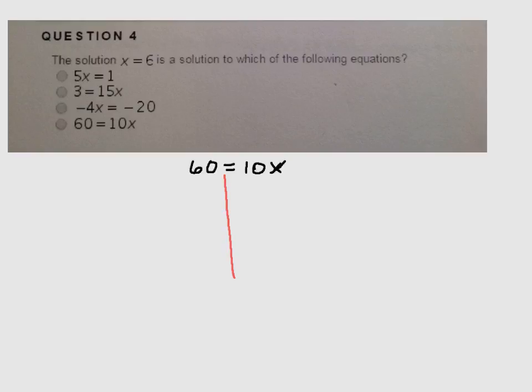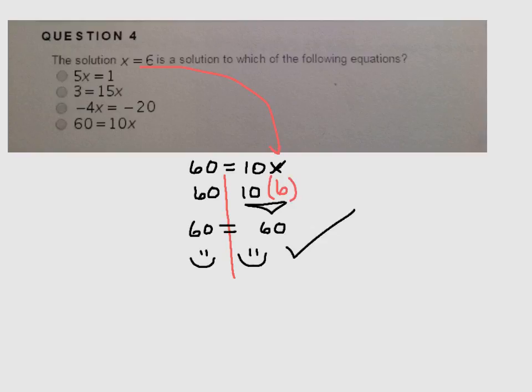So instead of an x, we're going to plug in this 6 here to see how it works out, and then you're going to drop your junk. 10 times 6 is going to give us 60, and that's exactly what we have on the other side. So because the two sides match, this is telling you the truth and it works out. So the answer is the last one.